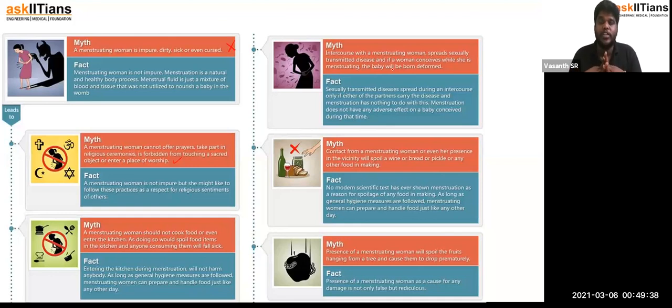The presence of menstruating women will spoil the food and fruit hanging from a tree and cause them to drop prematurely. This is a myth. Why do they say that? It's about temperature. As I told you, the temperature they liberate during menstruation makes their body heat so high that it could make the fruits go wrong. But it is a myth that the fruit could spoil. Their body temperature just increases so much, and it's totally false and ridiculous that fruits get spoiled. I hope you understood this.